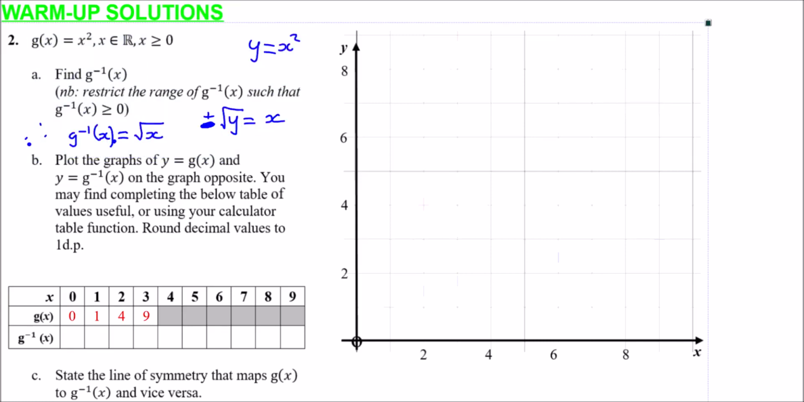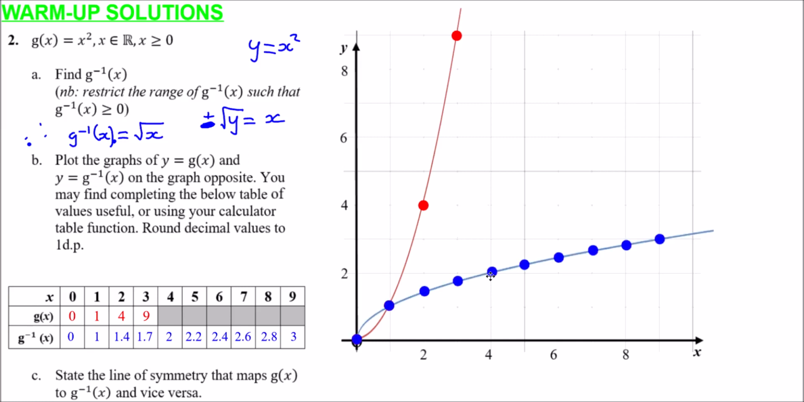So if I just show you the original, the graph of x squared in red, then we'd have something looking like this, of course. And then the inverse, the square root of x, table of values would look like this. These values have been rounded to one decimal place, because obviously you're going to get decimal answers for root 3, root 5, and so on. And so this table of values would give rise to a graph looking like this.